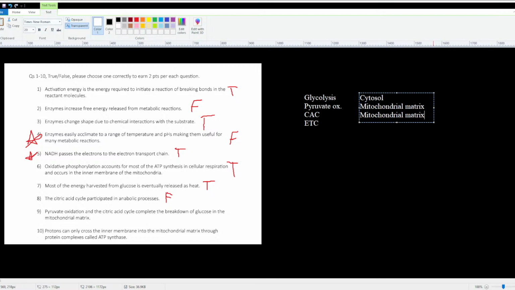The citric acid cycle also works in the mitochondrial matrix, and guess what? The ETC also does in the mitochondrial matrix. However, it's mitochondrial matrix slash intermembrane space, because as you saw earlier, we need to transport the protons across the intermembrane space. But for this question, what we're focusing on is pyruvate oxidation and the citric acid cycle taking place in the mitochondrial matrix.